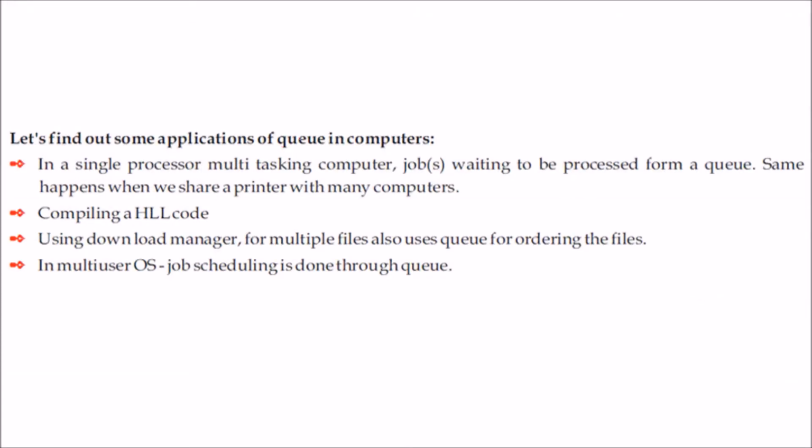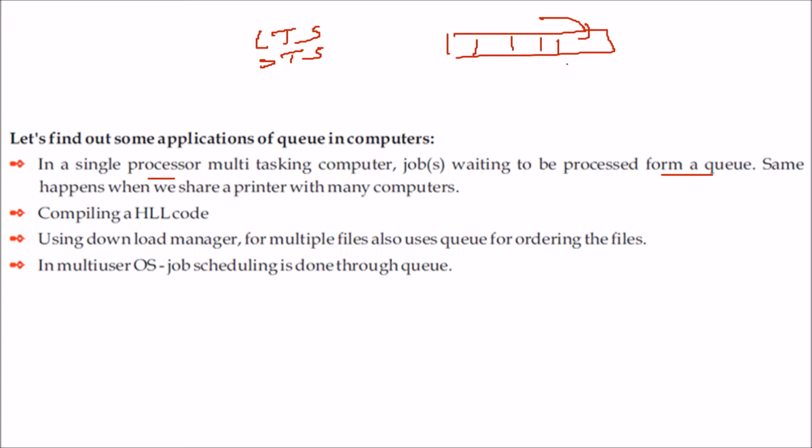There are various applications of queue. That is why it becomes so important. In a single processor, multitasking computer, jobs waiting to be processed form a queue. So whenever there is a process, we have a long-term scheduler and a short-term scheduler. They do exactly that. They place the item in the queue. So whichever has come first is processed first.